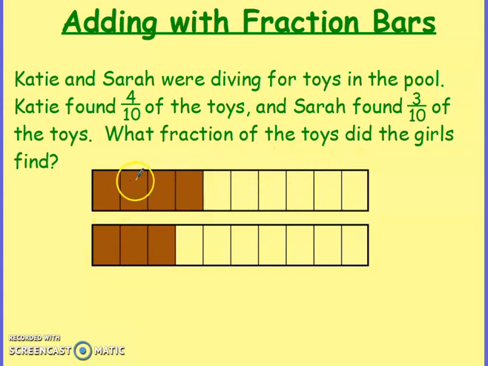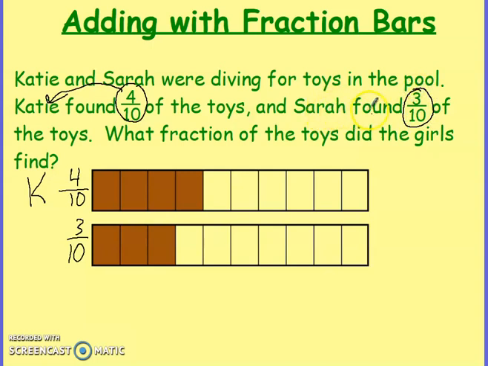What fraction does this show? This shows 4/10. And whose is that? So we have a 4/10. That goes with Katie. Katie found that 4/10 of the toys. What fraction is this showing? 3/10. That is showing 3/10 because 3 of them are shaded and there are 10 altogether. And who found those 3/10? Sarah found 3/10. That 3/10 goes with Sarah.